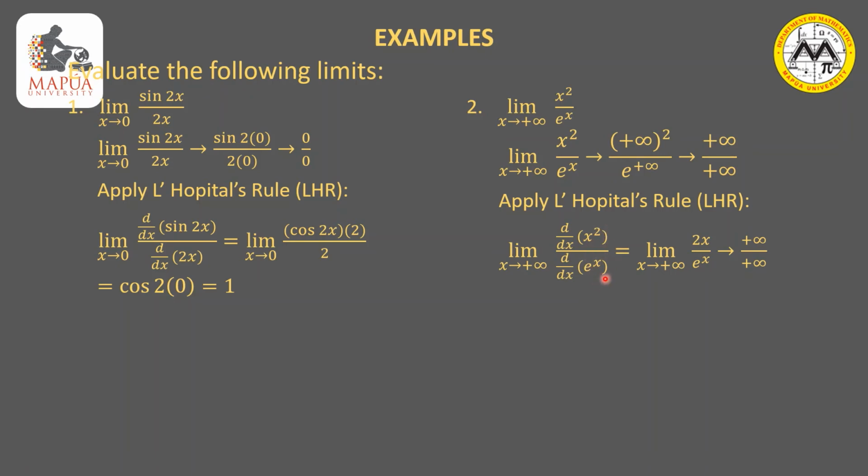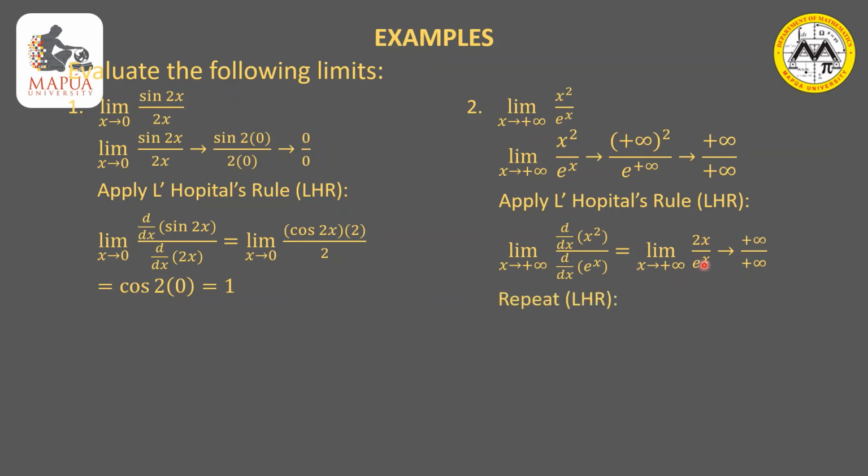Now, differentiating each of these, we will just have a 2x and an e to the x. And if we try to evaluate the limit of this new expression as x increases without bound, we still observe the limit to be of the indeterminate form infinity divided by infinity. Now, please take note that L'Hopital's rule can be applied provided the limit of the ratio is either 0 divided by 0 or infinity over infinity. So based on this result, we can apply L'Hopital's rule to evaluate the limit of the said expression.